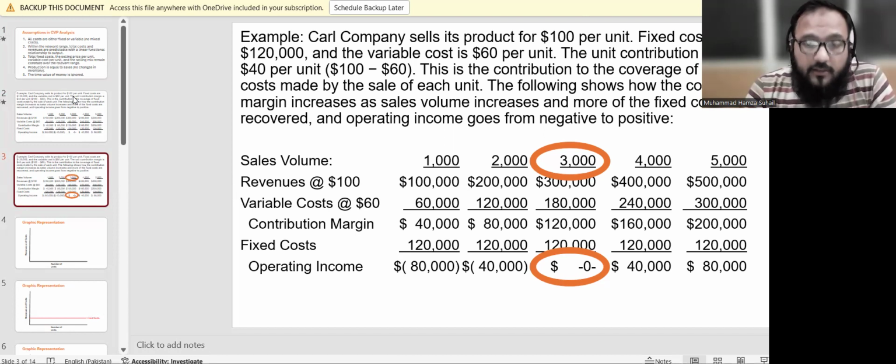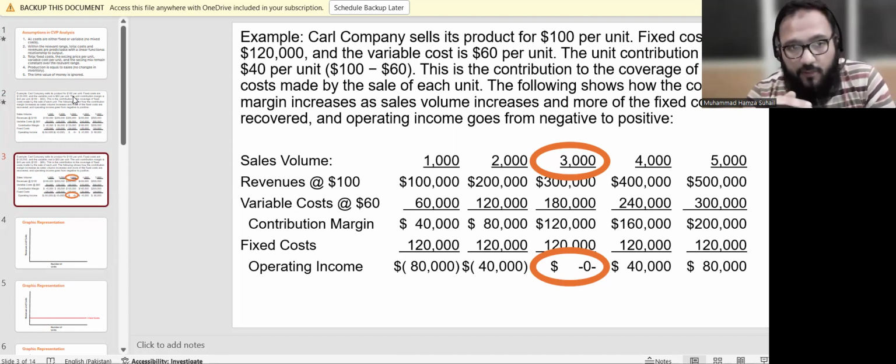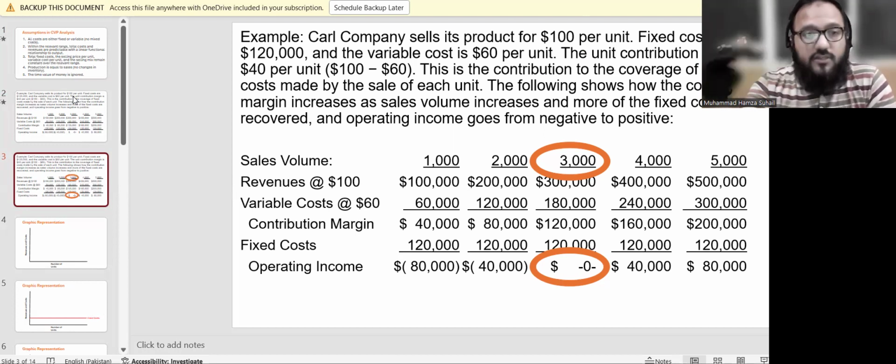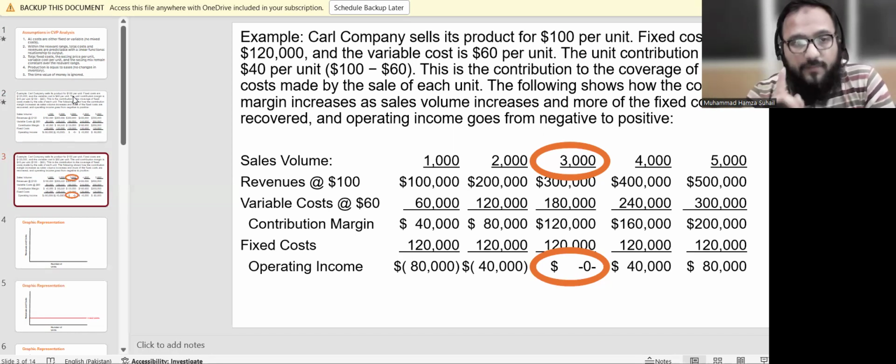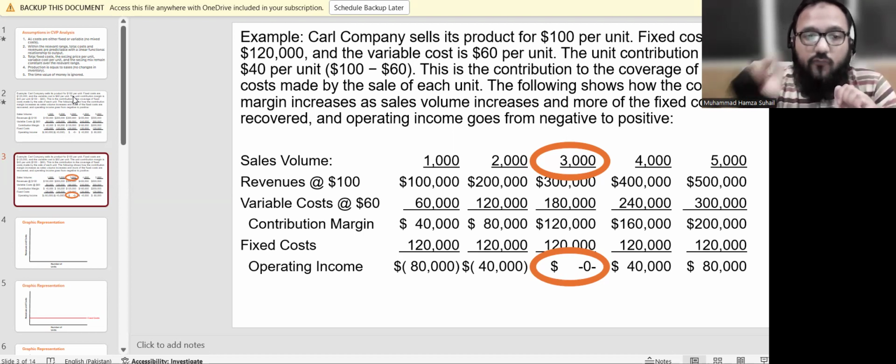But the time or moment we increased our production from 3000 units to 4000, even if you had sold 3001 unit, even then you would have resulted in a profit because the break even point was achieved. So this is also something to understand: whenever the break even point is achieved, any unit you sell after that will result in profits.